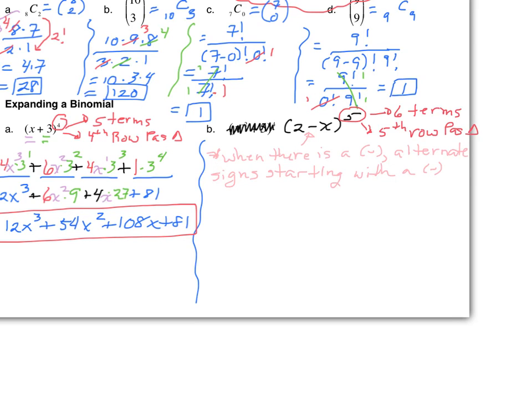So what I mean by alternate signs starting with a negative is in between the first 2 blanks. Because we have 6 terms, we're going to write here 6 blanks. And we're going to start here in between the first 2 blanks with a negative. And then we go positive, negative, positive, negative. Why? Because it works that way.